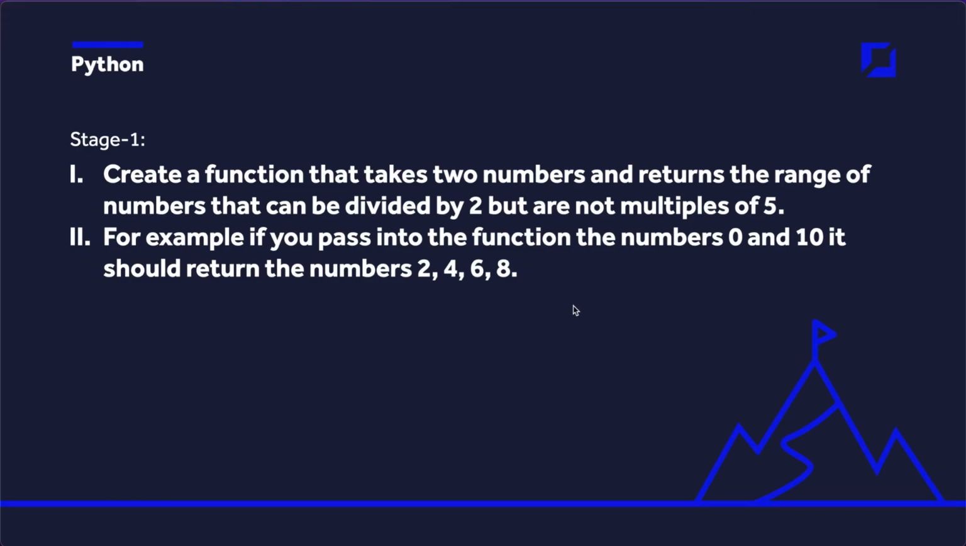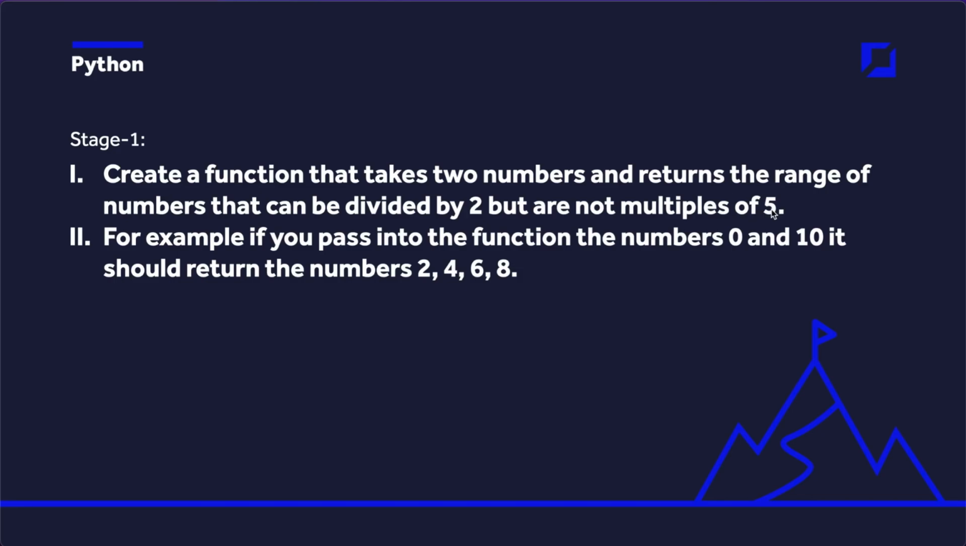All right, so let's just break this down a bit. So I'm going to need to build a function. Okay, that's clear. It's going to include two parameters, so maybe x and y. And then it should return a range of numbers between the two numbers that we enter, that can be divided by 2 and not multiples of 5.